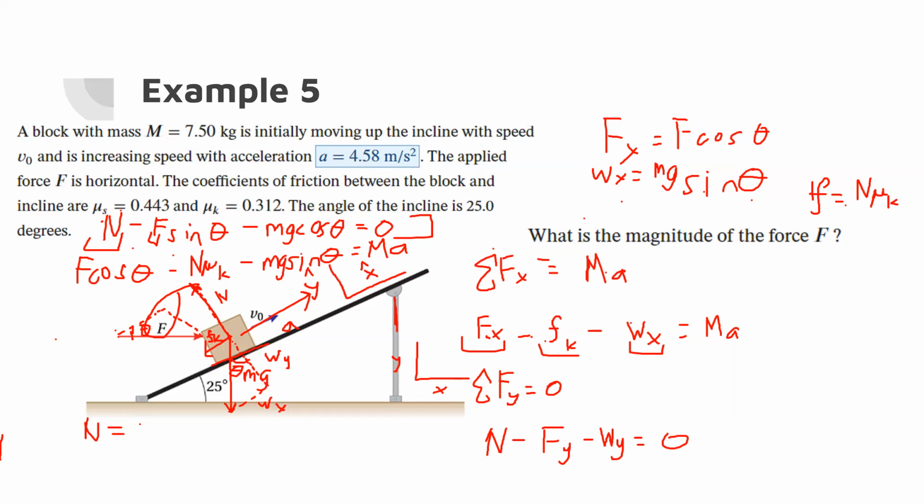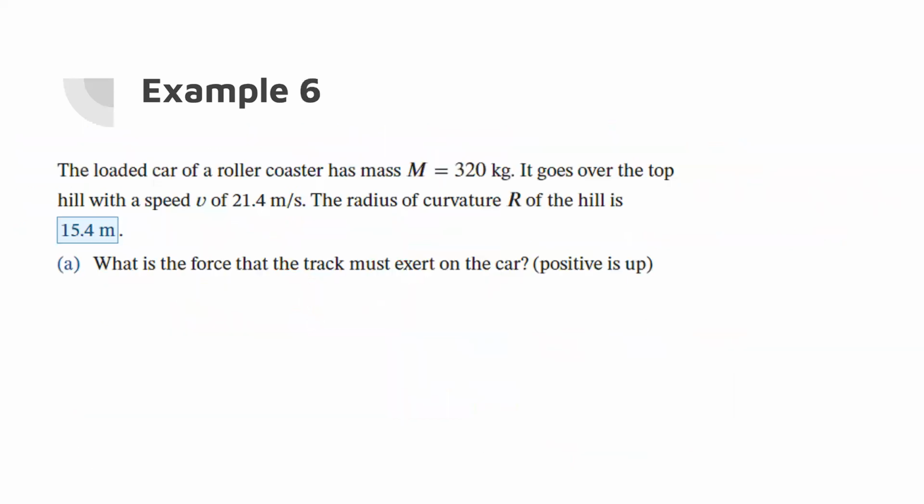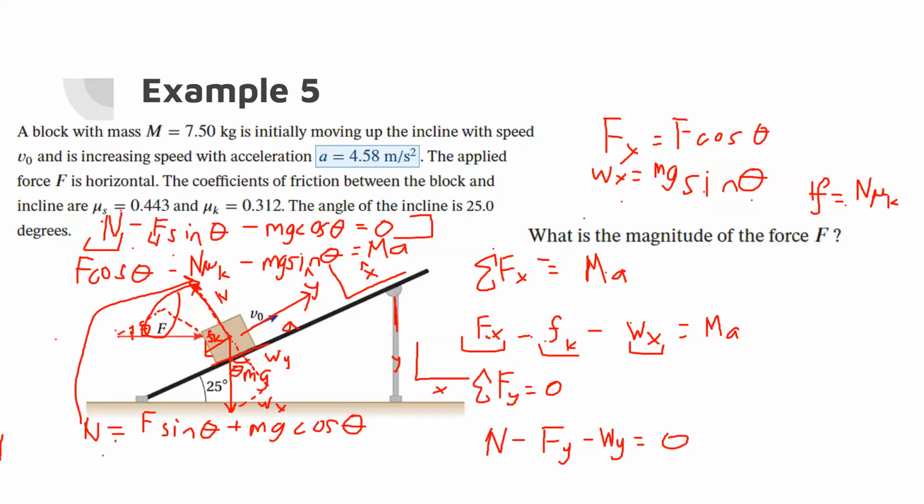is equal to F sine theta plus mg cosine theta. And I'll substitute that in for my n up here. It's pretty messy, but the algebra isn't too bad. Just need to make sure to keep track of everything. So let me erase that.